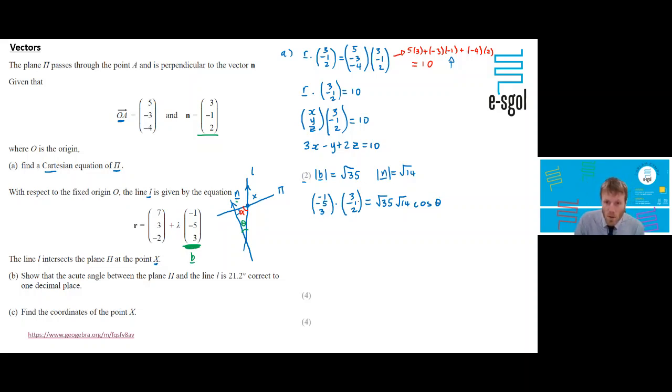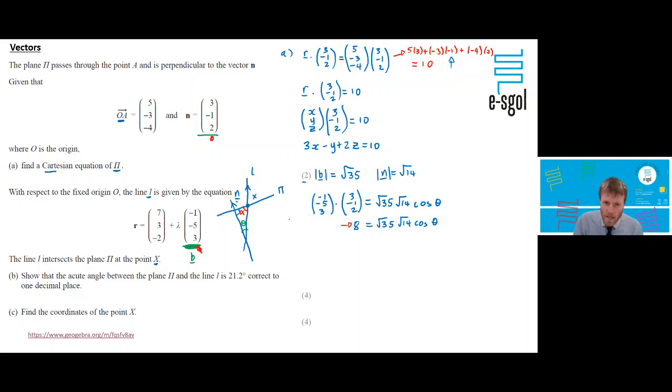If you use your scalar product and multiply these two together here, you get 8. So we end up with 8 equals root 35, root 14 cos of theta. It's worth having an understanding of what the 8 is representing. It's like the length of one of the vectors when it's projected onto the other vector. So if I take my vector b and project it in the same direction as n, and I multiplied the two lengths together, it would give me this number 8.